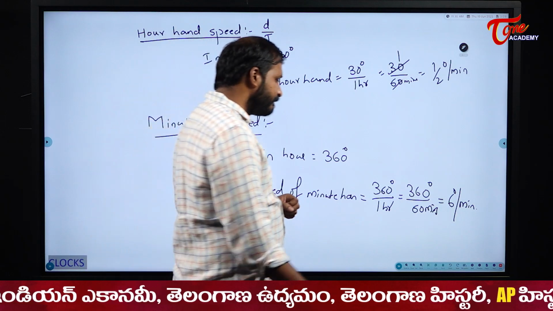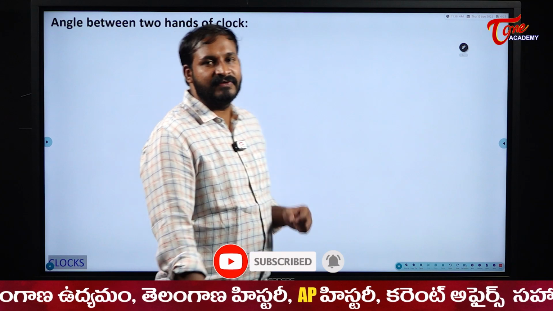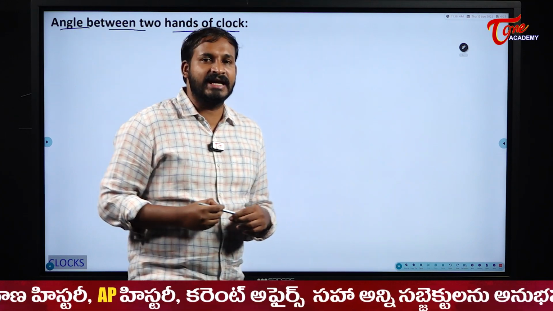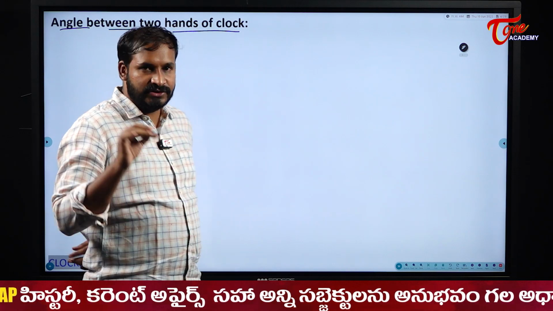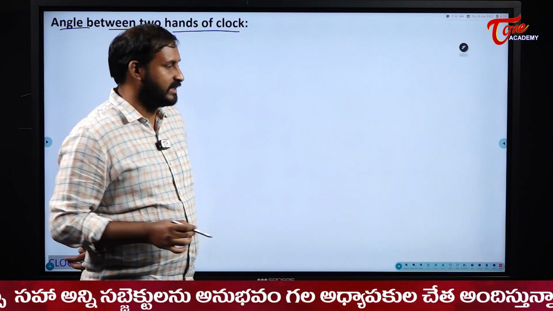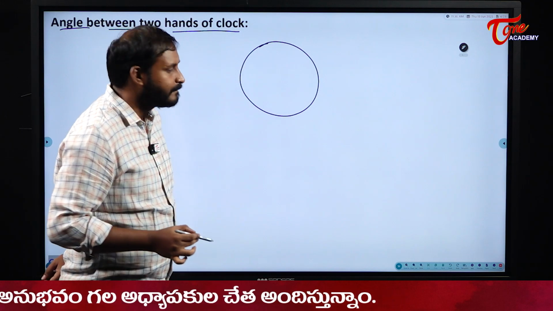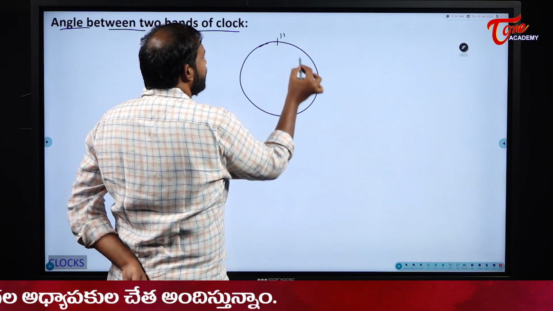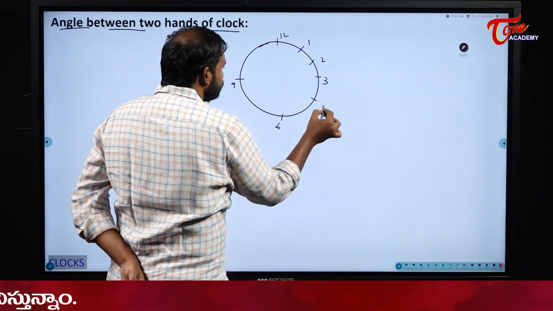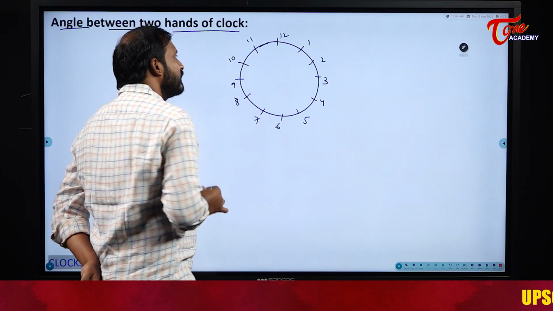Now, the most important concept is the angle between two hands of the clock. First of all, we should know what is meant by the angle between two hands of the clock. We should understand this one, students, then only we can solve the problems effectively and easily. Please see here. We all know the clock is divided into 12 portions.